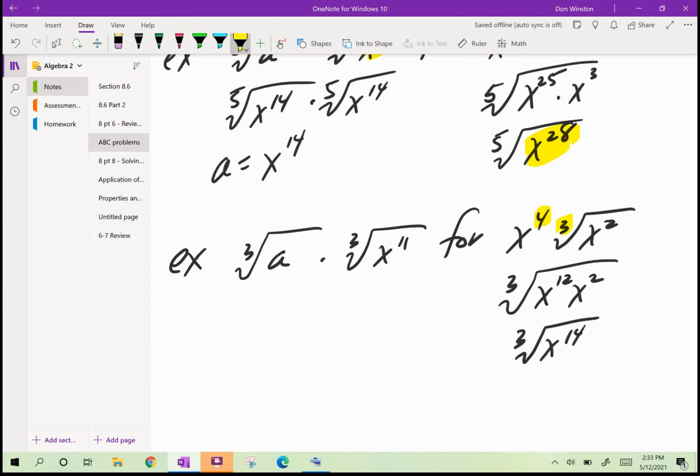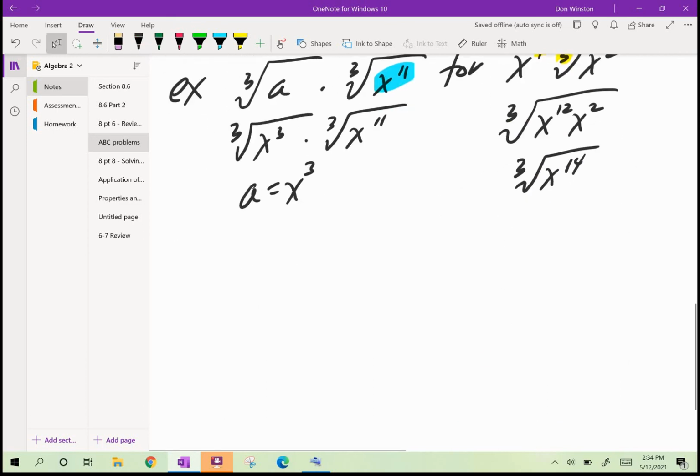Well, I have x to the 11th there, which means A would have been x to the 3rd. So this would have been the cube root of x to the 3rd times the cube root of x to the 11th. And when you add, you get 14. So A would be x raised to the 3rd. Again, just reversing the process.